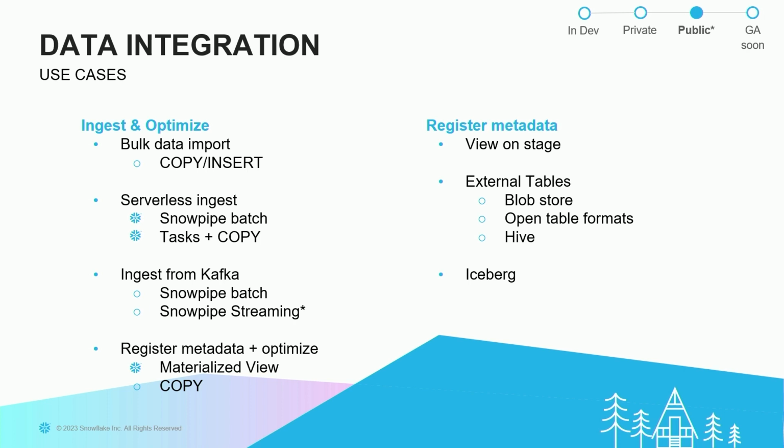When you have data available in Kafka, you now have two choices: Snowpipe batch, let's call it this way, working with the files with preemptive optimization, or Snowpipe streaming with a deferred optimization. And of course, we have a combination of those: register metadata and optimize in parallel by having a materialized view pointed to your external table, or periodically copying the data that you've already addressed in the external table.